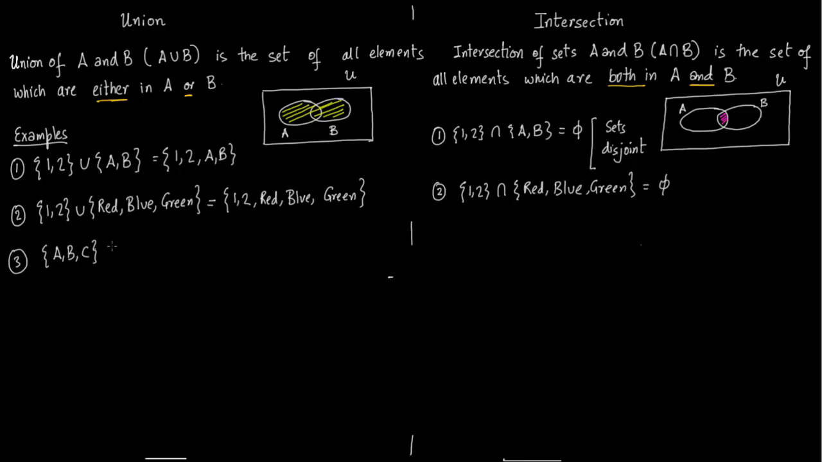Now example 3, you take {A, B, C} union with {B, C, D}. Since a set is a collection of distinct elements and B and C are repeating, we just write {A, B, C, D}. So for the intersection here, {A, B, C} intersect with {B, C, D}, you see you have B and C as common.